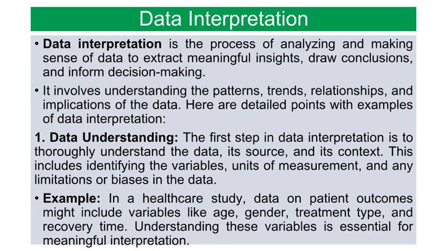1. Data understanding. The first step in data interpretation is to thoroughly understand the data, its source, and its context. This includes identifying the variables, units of measurement, and any limitations or biases in the data. Example: in a healthcare study, data on patient outcomes might include variables like age, gender, treatment type, and recovery time. Understanding these variables is essential for meaningful interpretation.